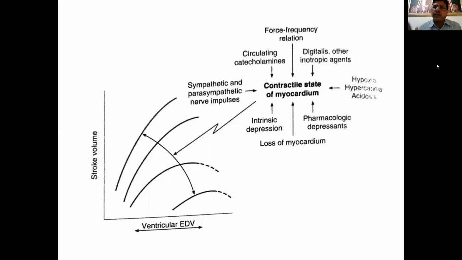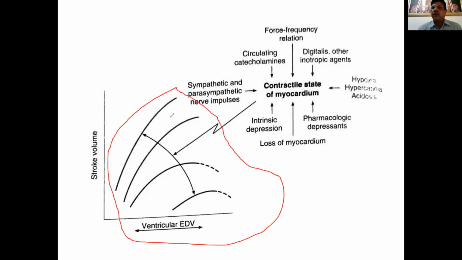All factors which increase the intracellular calcium will increase the force of contraction. All factors which decrease the intracellular calcium will decrease the force of contraction. So here we have graphs for different ventricular end diastolic volume. The stroke volume goes on increasing. The length is kept constant. This is called the family of Frank-Starling curves or graphs.